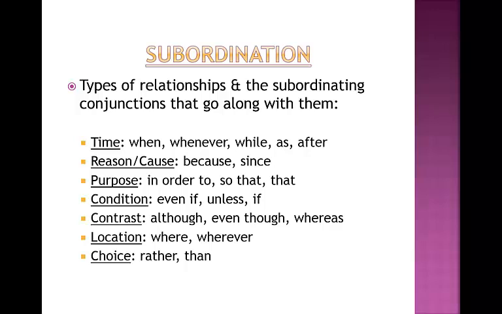Reason or cause relationships, purpose: I wanted to do this so that I could do this. A condition: if you eat all your dinner, then you can have dessert. A contrast: I like to wear red even though green is my favorite color. Location: where or wherever. And a choice: would you rather have this over that? So what you want to be doing is thinking about the types of relationships that these ideas can have, and then make sure that the appropriate conjunction is being used.